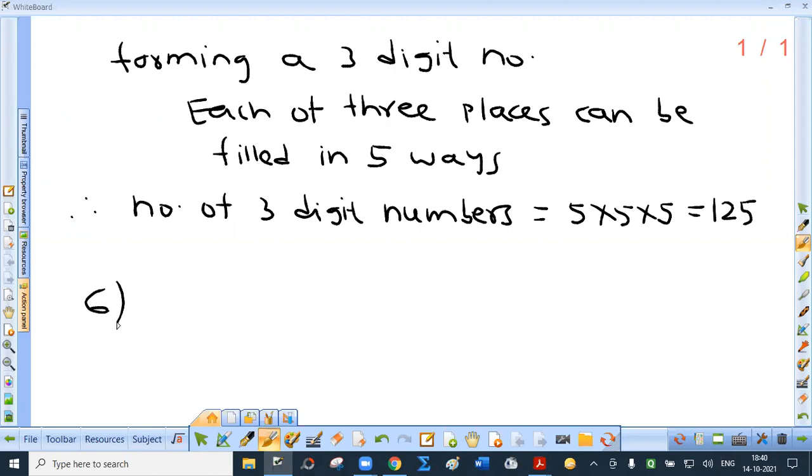I will read the sum once again. A letter lock contains 3 rings, each ring containing 5 different letters. Determine the maximum number of false trials that can be made before the lock is opened. Write the solution.